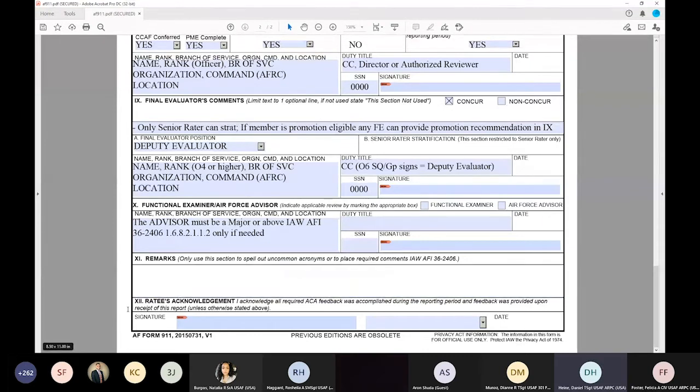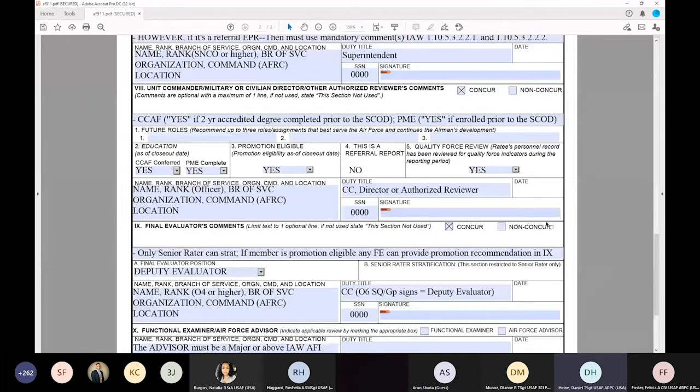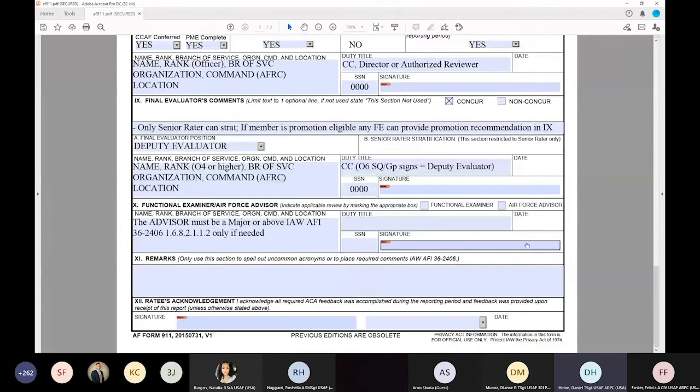And then section 12, the Ratee's acknowledgement. The Ratee must be the last person to sign the report, and all of the signature dates must be in chronological order.